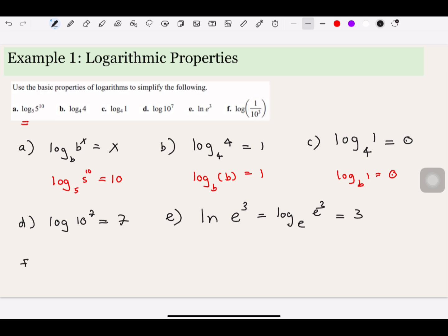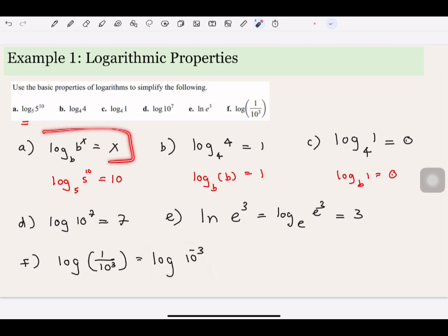The final part, you are asked to get the logarithm of 1 over 10 to the power 3. You can write 1 over 10 to the power 3 as 10 to the power negative 3. Here I have brought the denominator to the top, and to do that, I'm going to make the exponent negative. Here you don't see the base, which means this is a common logarithm, so it is with base 10. Again, using this property, the answer is equal to negative 3.